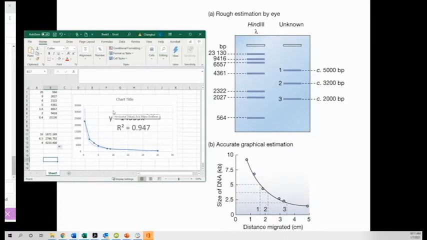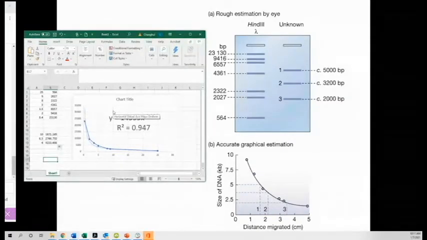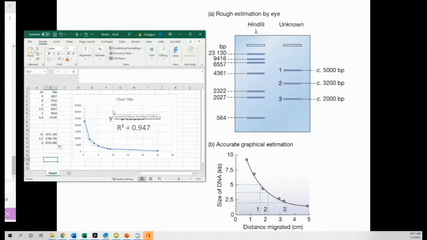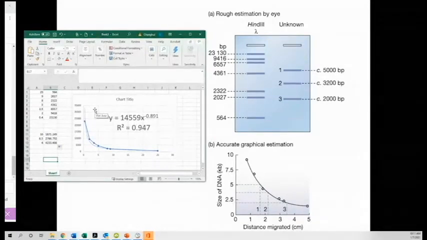Any question about this? Do you all understand this procedure? Tadeo: Professor, it's just like finding the slope, finding the unknown DNA size. But I don't understand, how would you be able to find that?